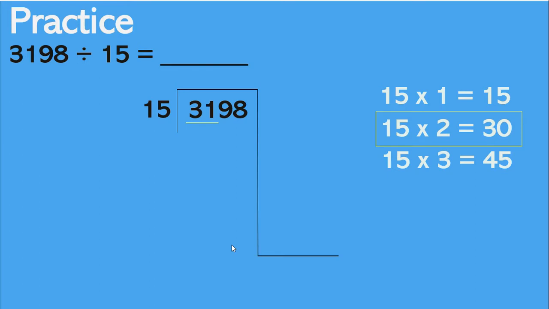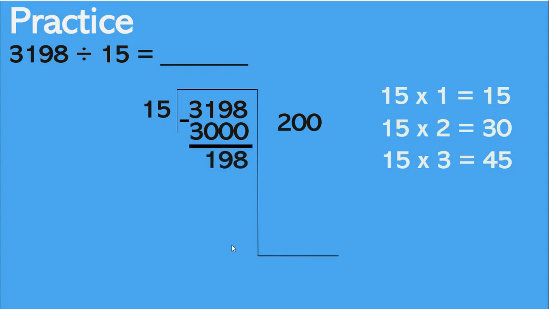But remember, we're not trying to find 31. We're trying to find 31 hundreds. So we're not going to multiply 15 by 2 ones. We're going to multiply 15 by 2 hundreds. So 15 times 200 is 3,000. We can go ahead and subtract since we have 198 left over.